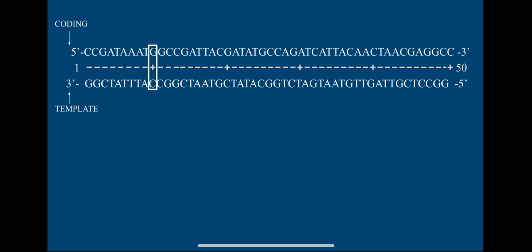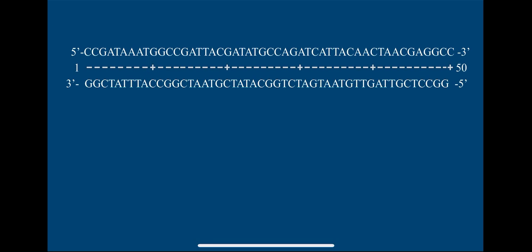Now when it comes to transcribing, we have two choices. You can either use the coding strand. If you choose to do the coding, then all the letters will remain the same, except for every T, you're going to go ahead and switch that with a U. If you choose to use the template strand, then if you see a G, it's going to be transcribed to a C, a C will be a G, a T will be an A, and an A will be a U.